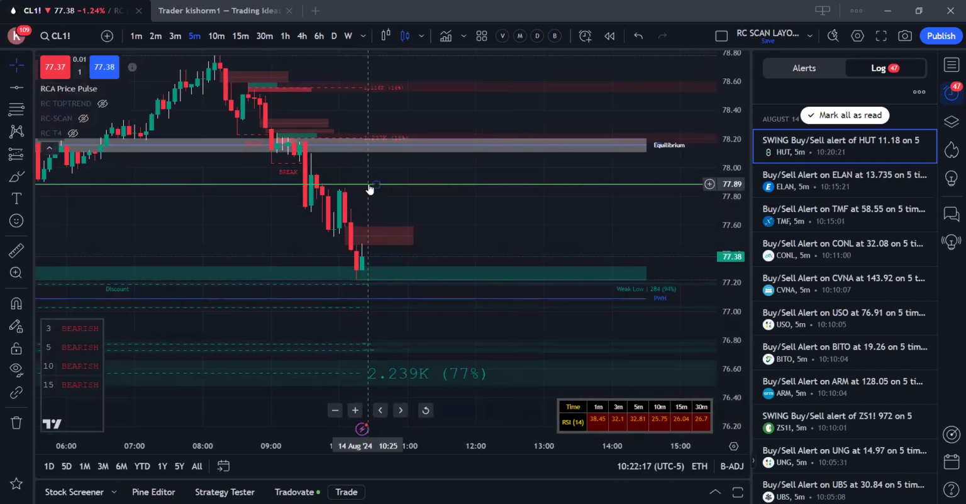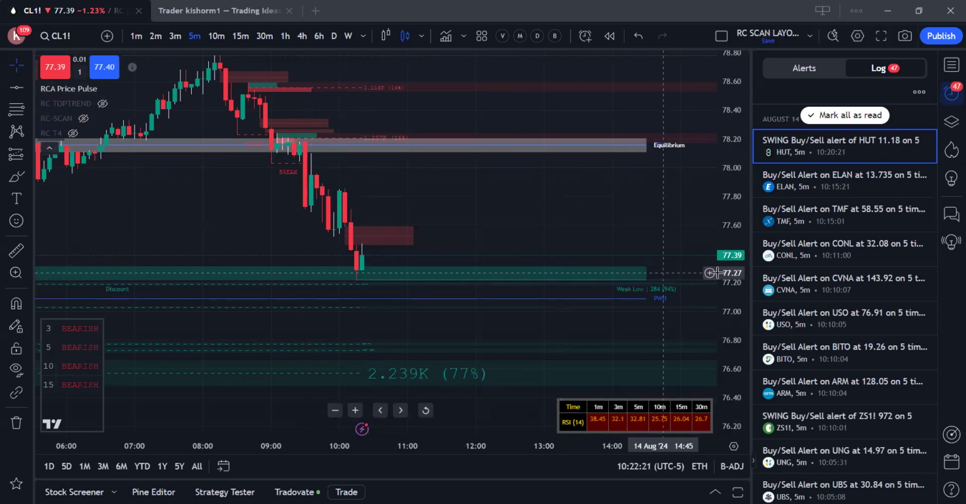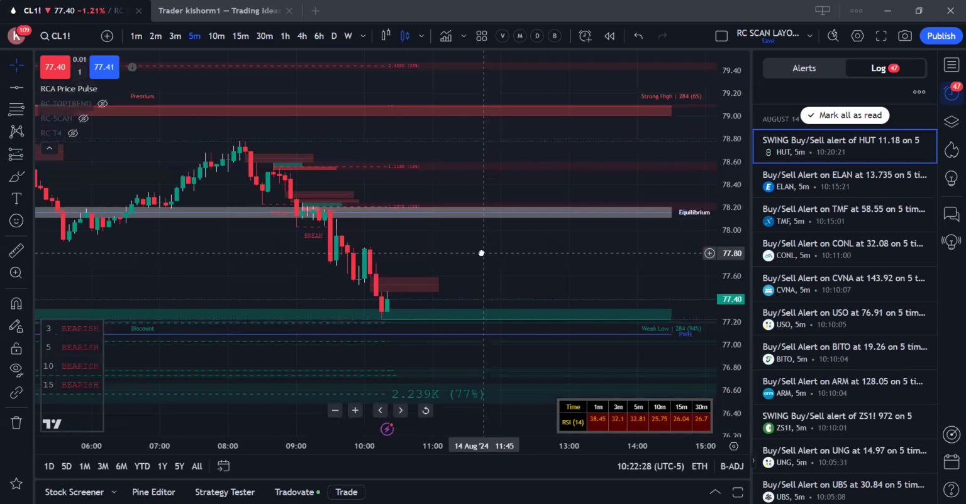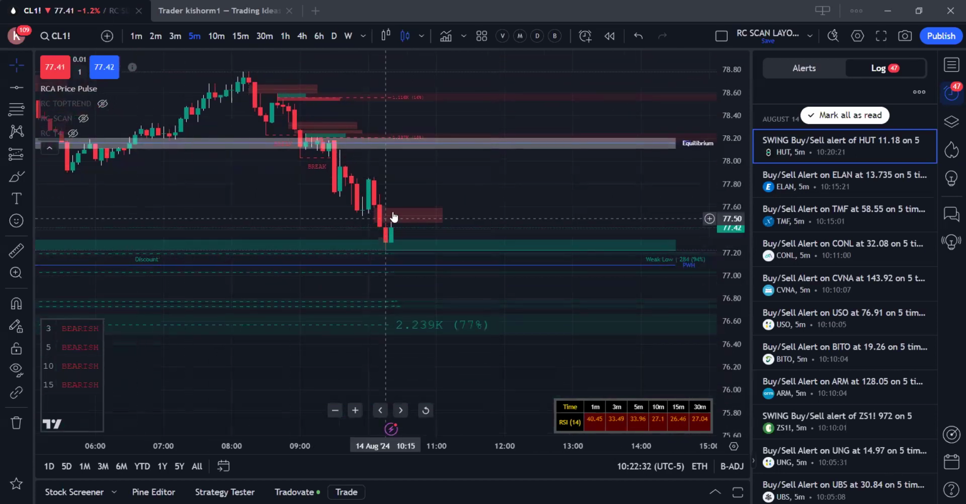It broke the support also. So that's why USO made nice profits. You can close the remaining profits on USO. Right? It came to the discount area. Maybe it may start bouncing.